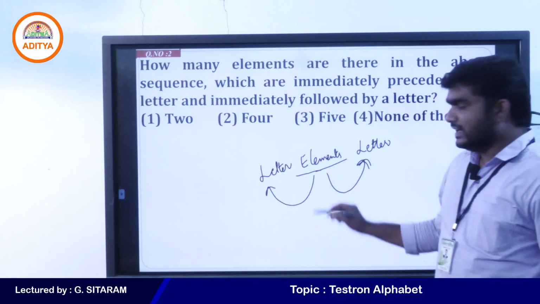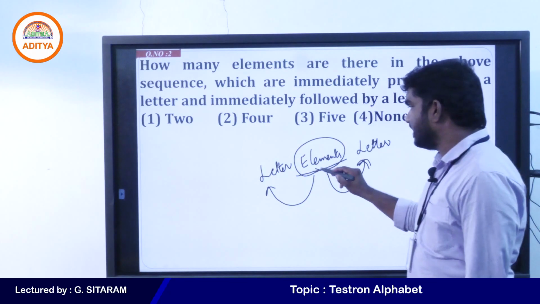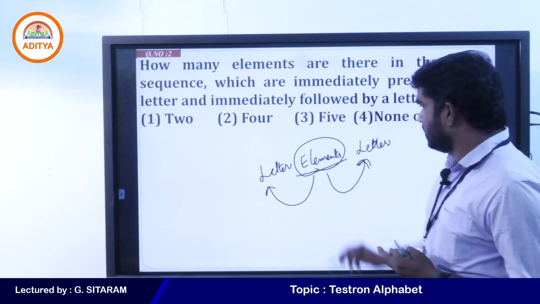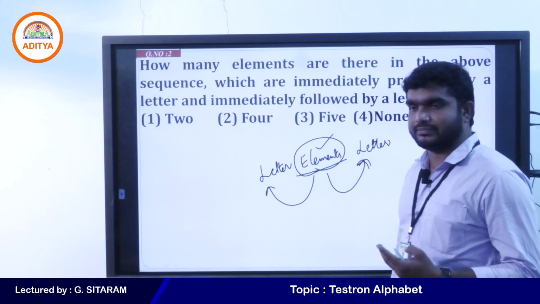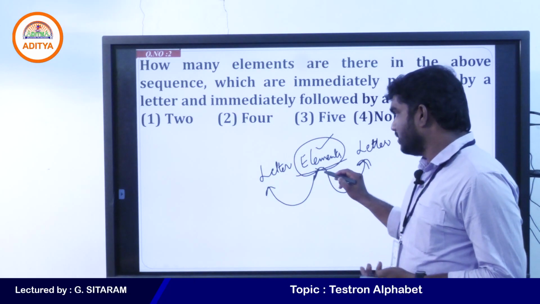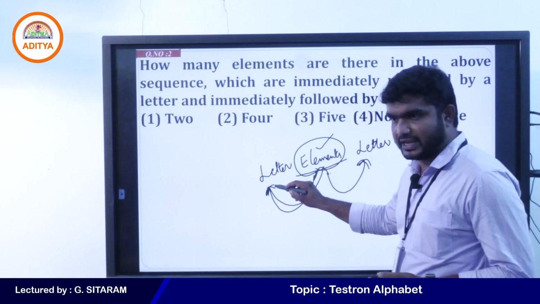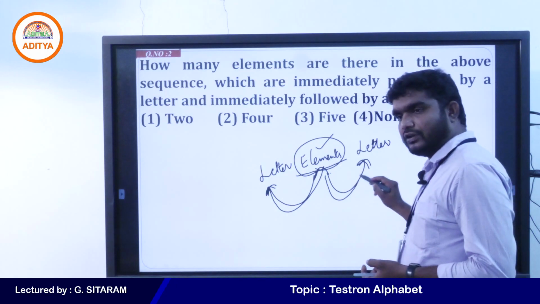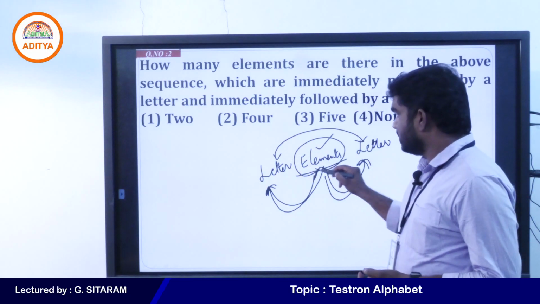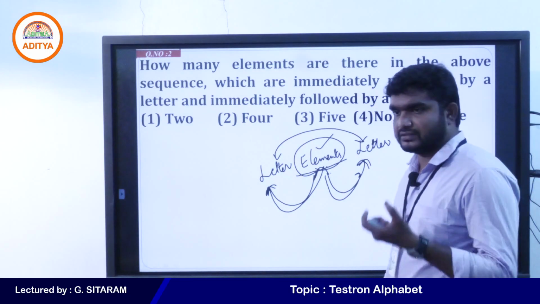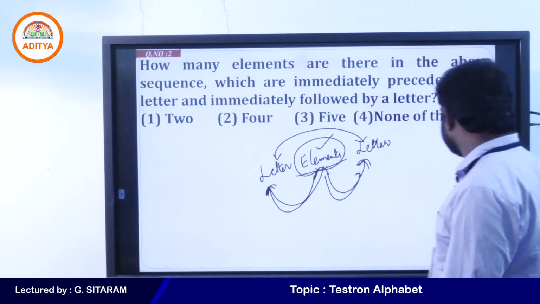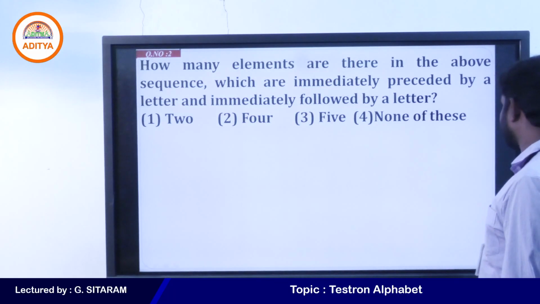Did you get it? Here, elements means you can take letters, digits and symbols, anything. But it should be preceded by a letter and followed by a letter. If you get two letters with one element in the middle, you have to count such pairs. Count it. Just put down your answer.